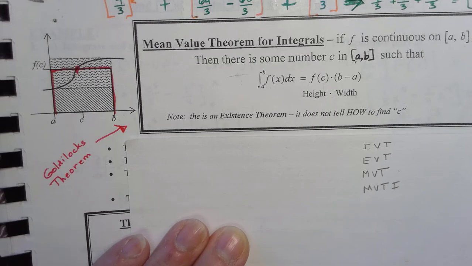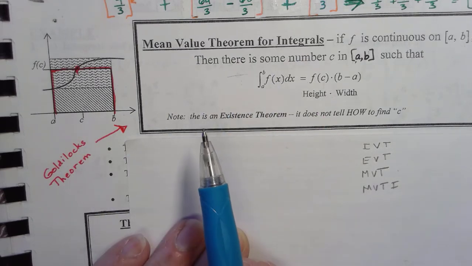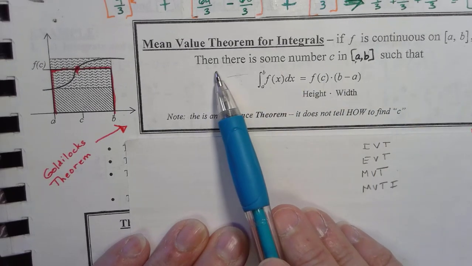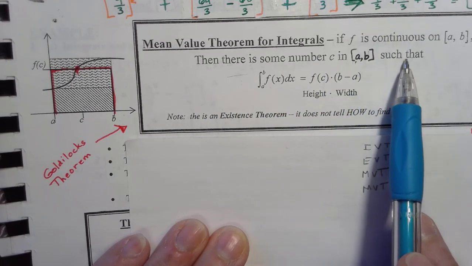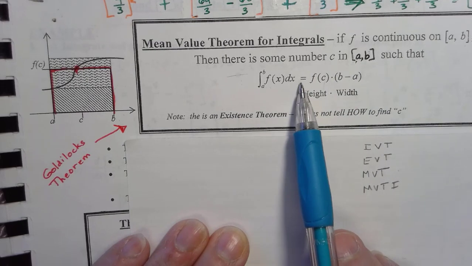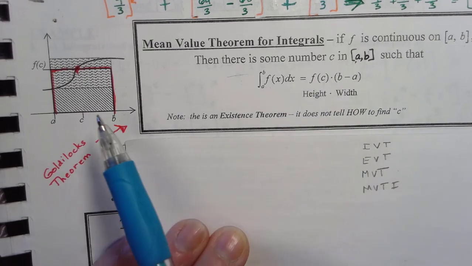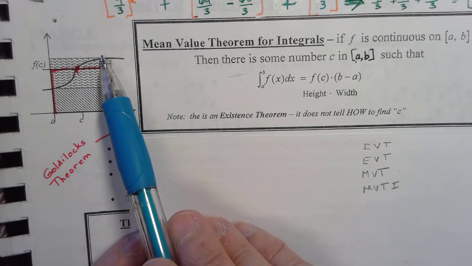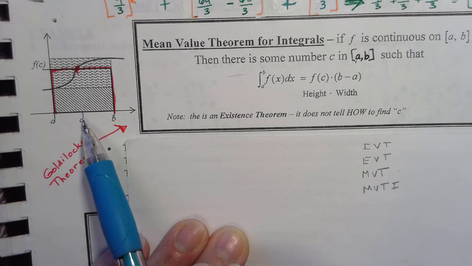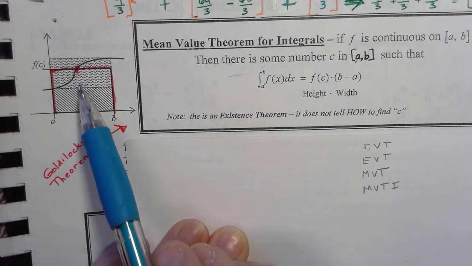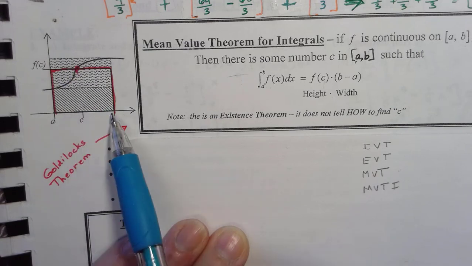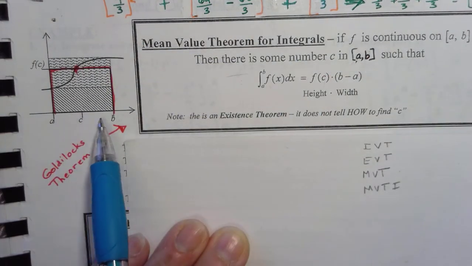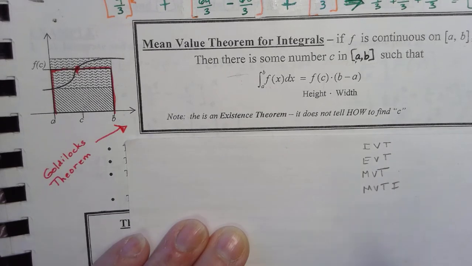Say that one more time. The mean value theorem for integrals says if f is continuous on the closed interval from a to b, then there is some number c in that closed interval such that the integral is equal to f of c times b minus a, such that the area under the curve is equal to the function evaluated at c times b minus a. The function evaluated at c gives me the height of that rectangle. b minus a gives me the length of the rectangle.